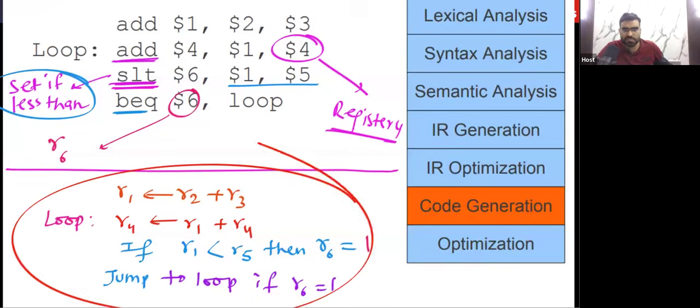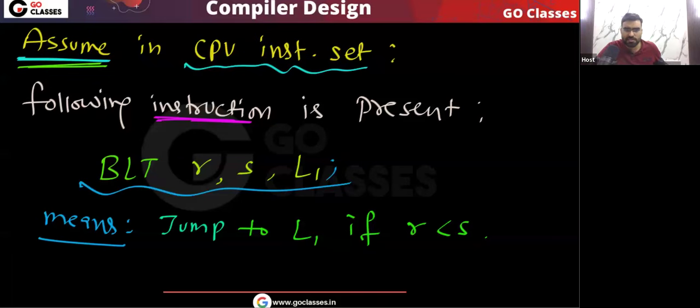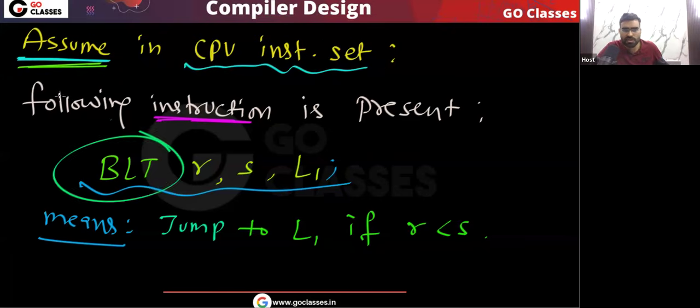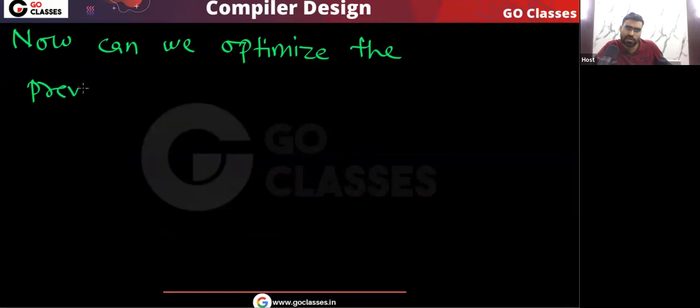Now can we optimize this? Did you understand my question? I'm assuming this instruction is in my CPU instruction set. Branch if less than means if R is less than S, then you jump to L1. Now can we optimize the previous assembly code?